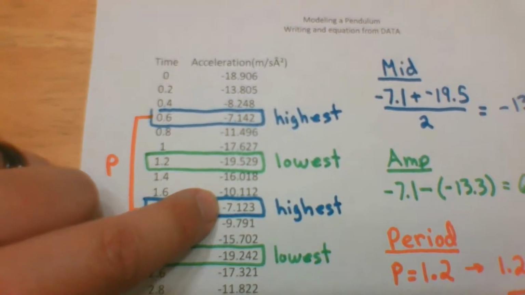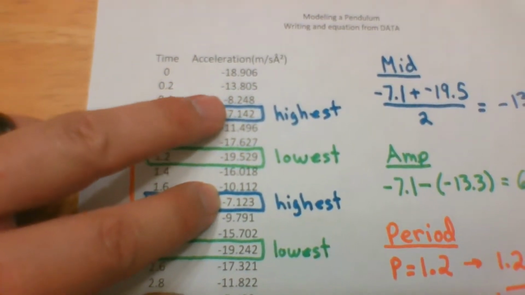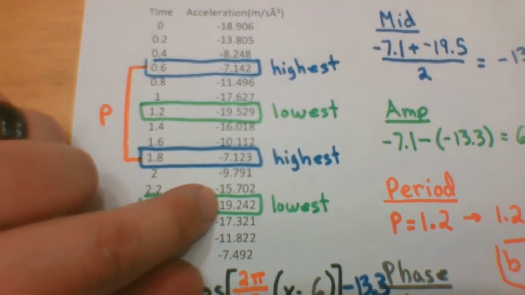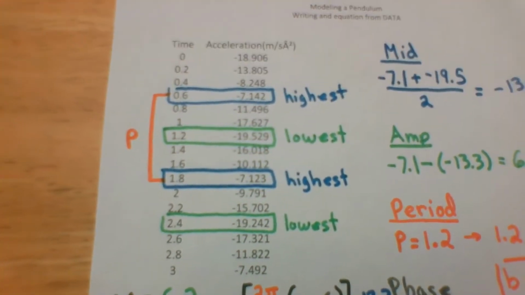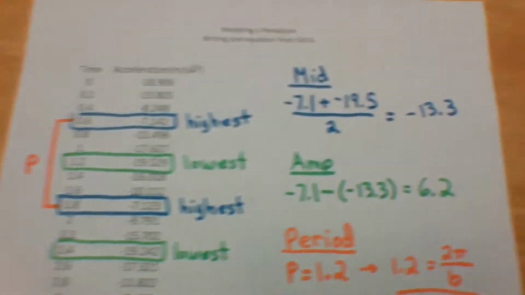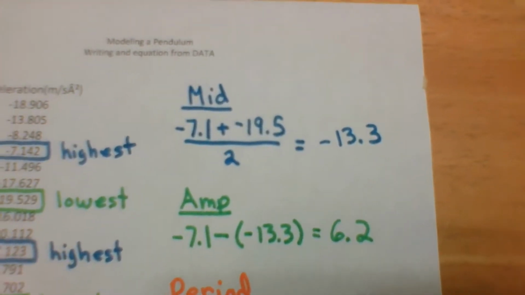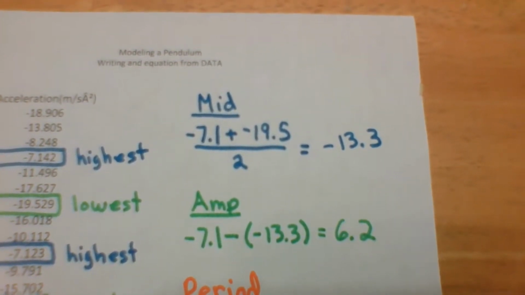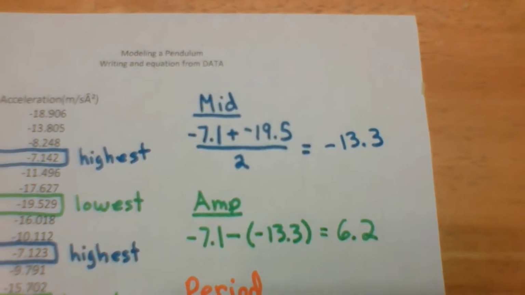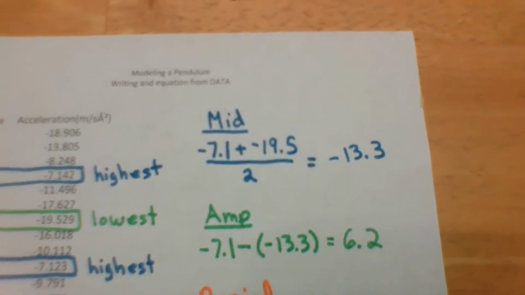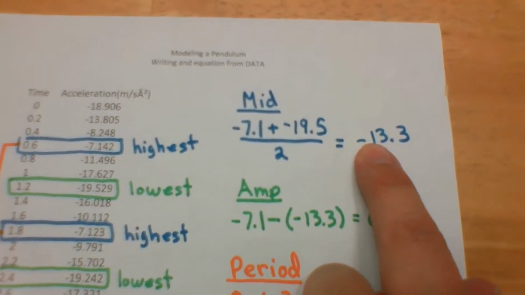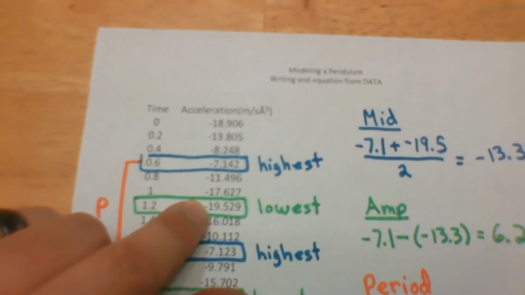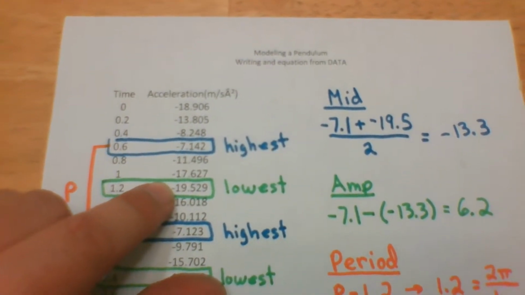Then you can see negative 7. It's not exactly the same as the other highest, but it's pretty close. Real numbers are never perfect. And then back to the lowest, and you can see that we are going up and down and up and down. So first thing is the midline. I took the lowest plus the highest and divided it by 2, and that gave me my midline of negative 13.3. And again, you should always spot check. Is that negative 13 between negative 7 and negative 19? It sounds pretty reasonable. That should always sound reasonable.